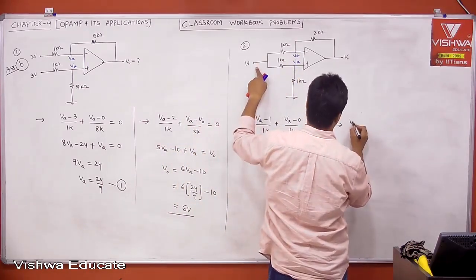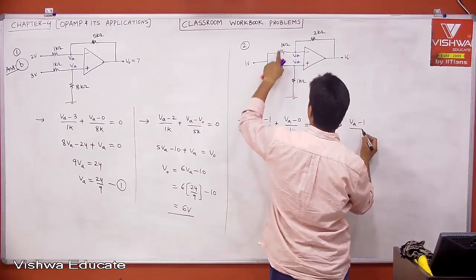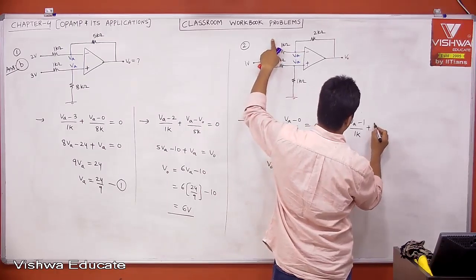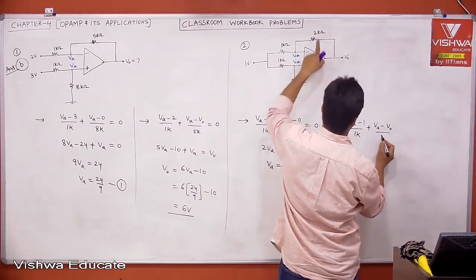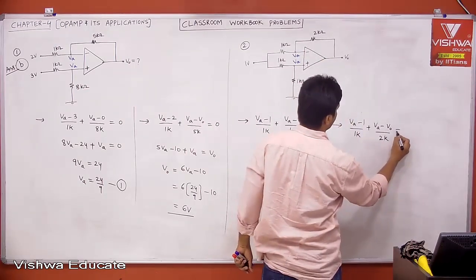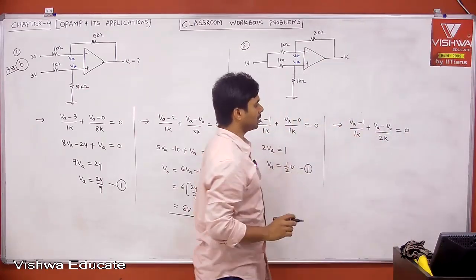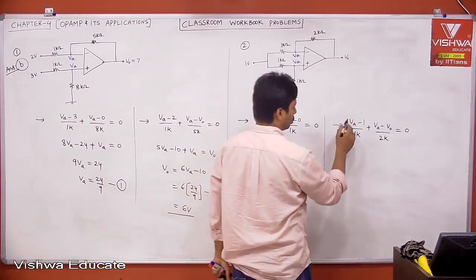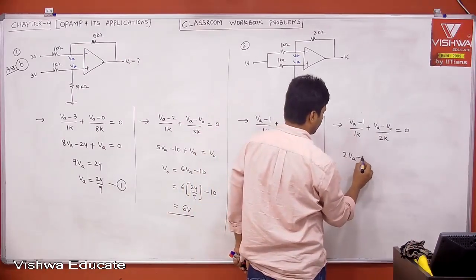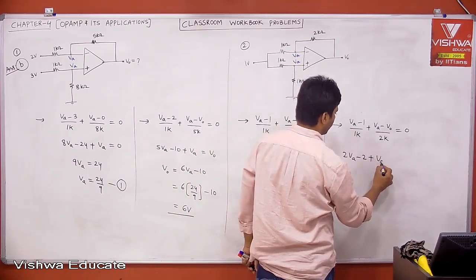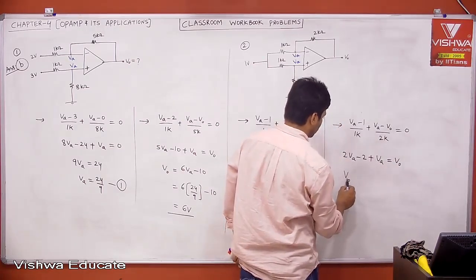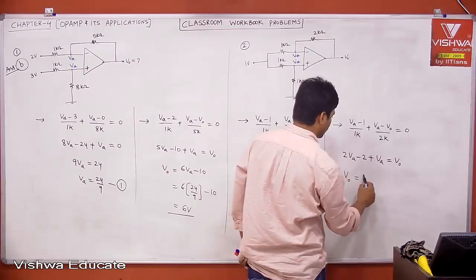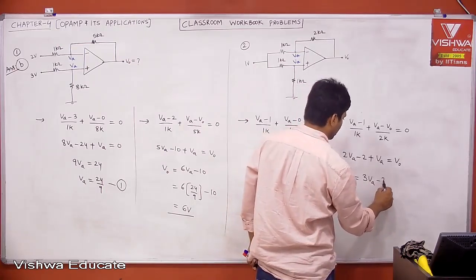Now apply nodal analysis at the other node. VA minus 1 divided by 1K plus VA minus V0 divided by 2K is equal to 0. 1K will be cancelled. Then multiply with the 2. Then 2 VA minus 2 plus VA is equal to V0. Therefore, V0 is equal to 3 into VA minus 2.